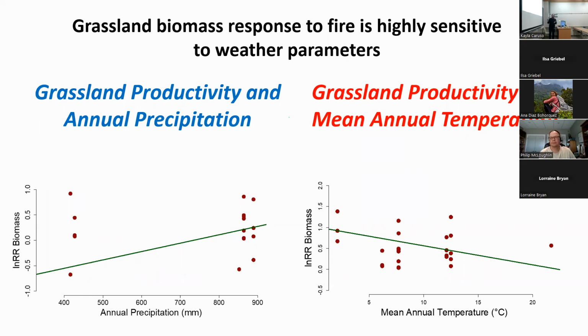And this is really interesting to see because we can now think about prediction. If we're conducting prescribed fires and we want to improve grassland productivity, we may consider where these locations are, right?